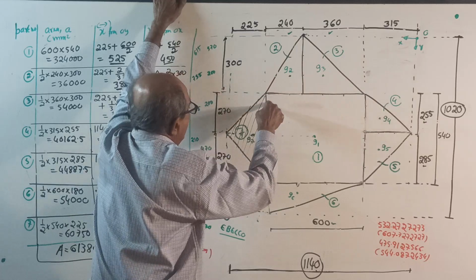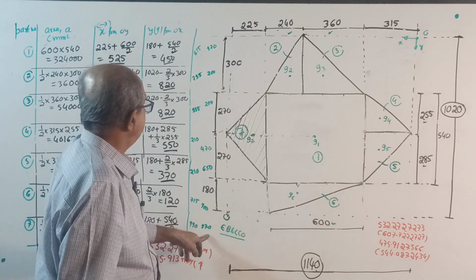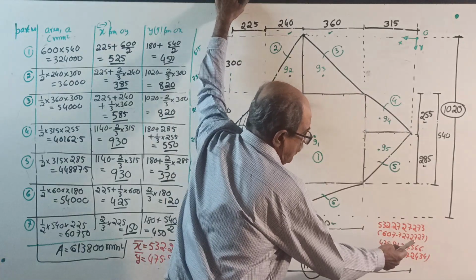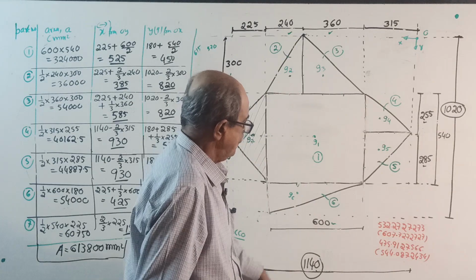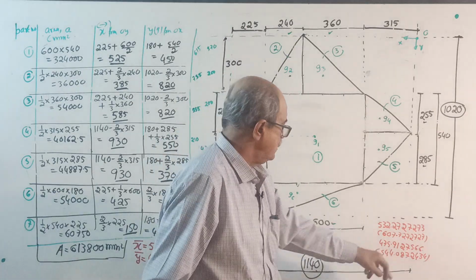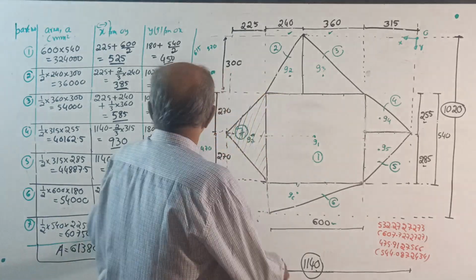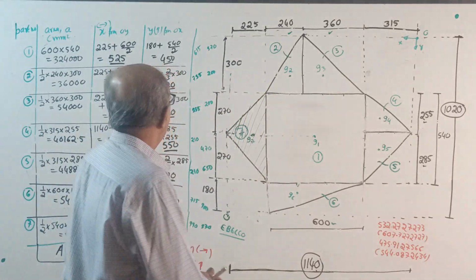300 plus half of 540, that is 270, 570. Calculate y bar, it will come 475.91, 544.0872 will come. Okay, now everything I will remove. I will mark x and y axis and moment.